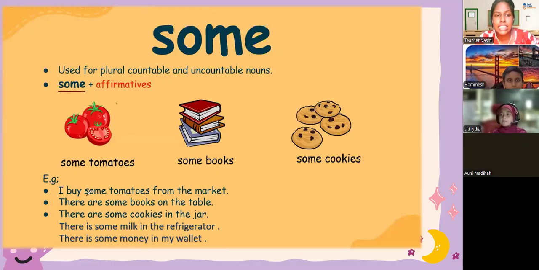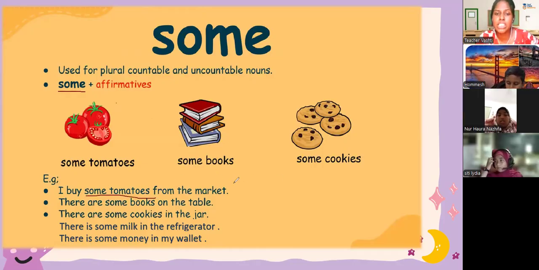I buy some tomatoes from the market. Ayat ni positif ke negatif? Positive. Very good. Ingat, remember, kalau ayat tu positif, mesti guna some. Kalau ayat tu negatif, guna perkataan lain tau. So what must you remember? Kalau ayat tu positif, mesti guna some. Okay? Let's look at the next one.